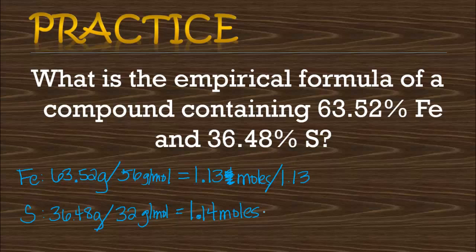So 1.13 divided by 1.13, and we get 1 and basically 1. This then is my ratio. And from the ratio, then we can get the formula. So it's saying I have 1 Fe and I have 1 S.